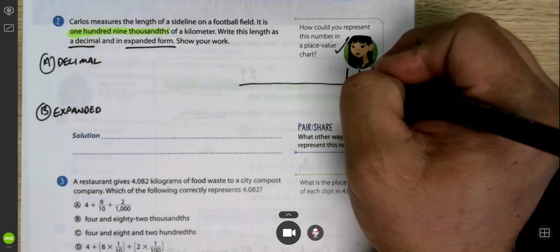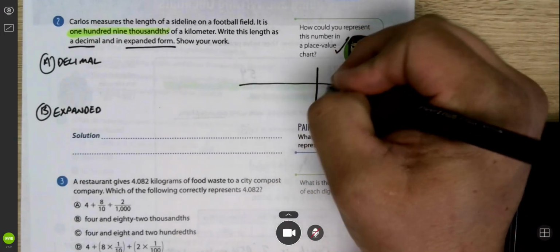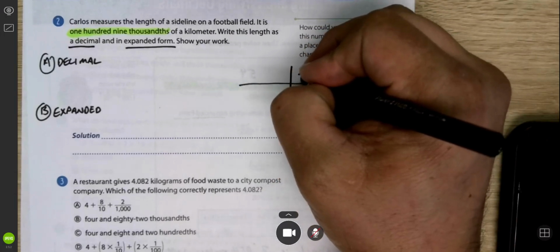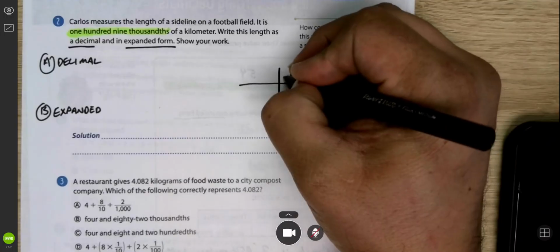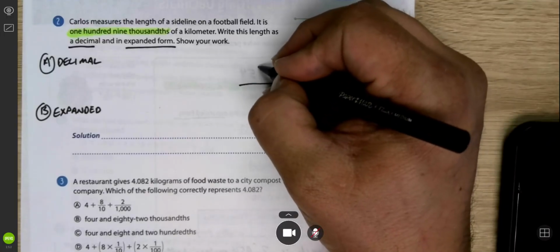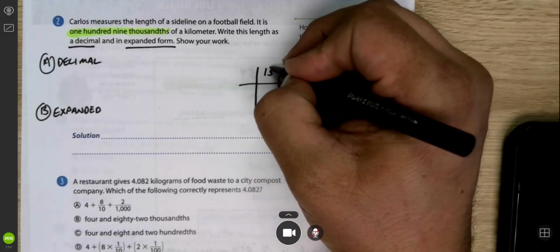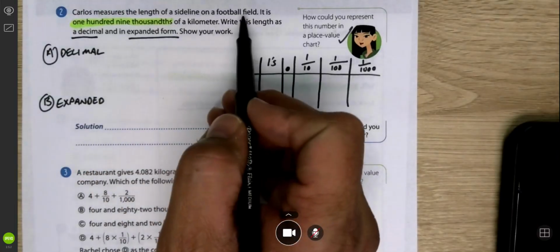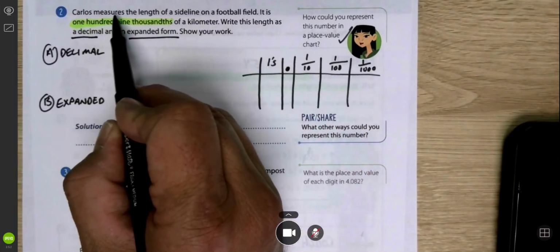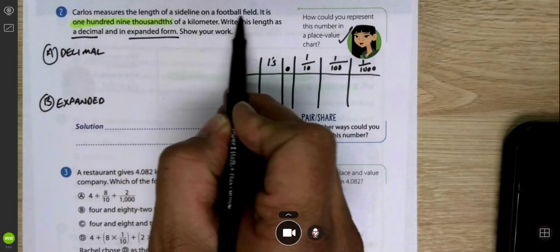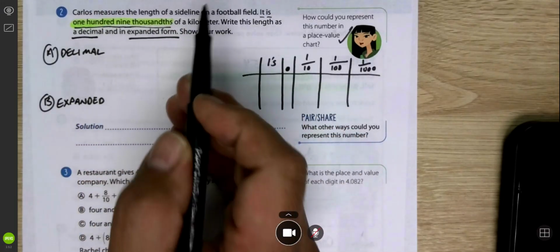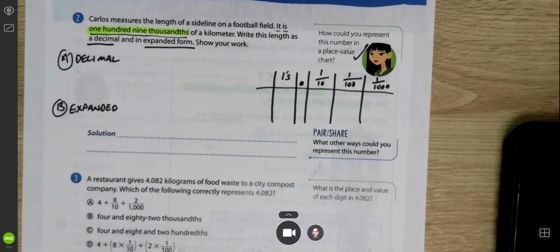So we got thousandths place value here. We got hundredths place value here. We got tenths place value here. We got our decimal. And we got ones right there. But let's listen to this number again, okay? And we'll see if we even need this one. So Carlos measures the length of a sideline on a football field. It is 109 thousandths of a kilometer.